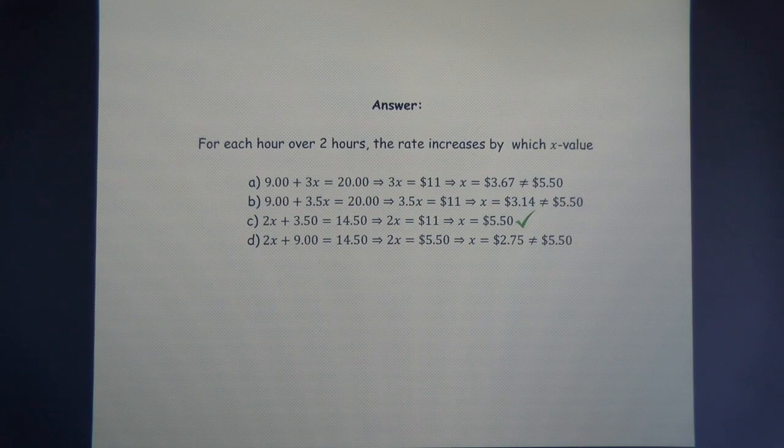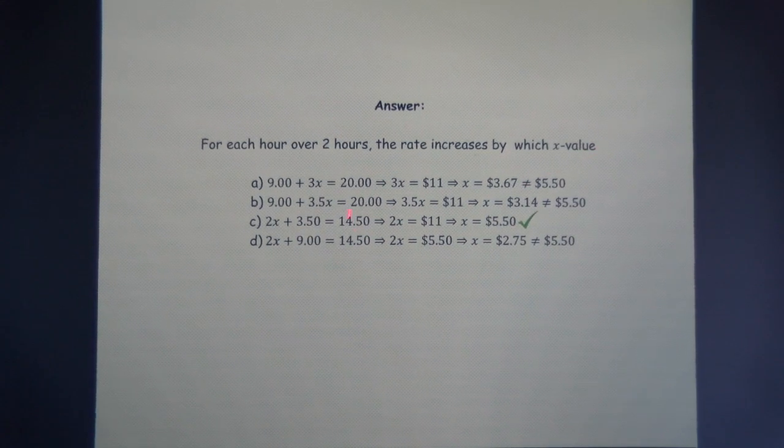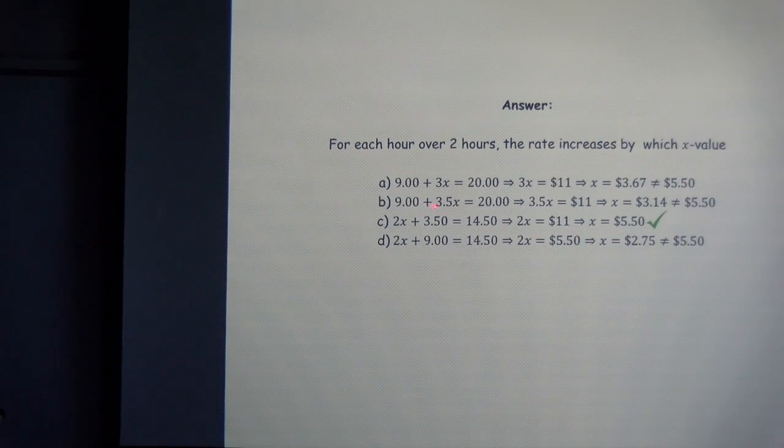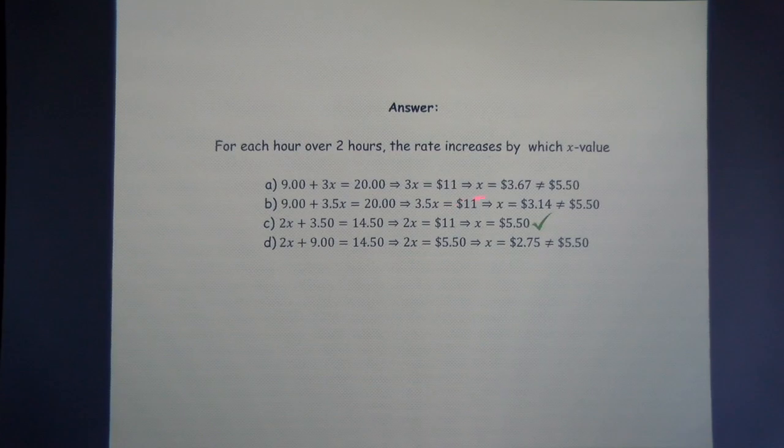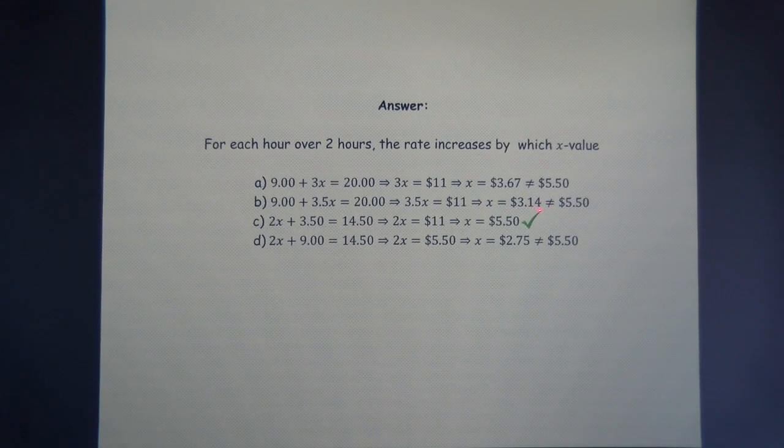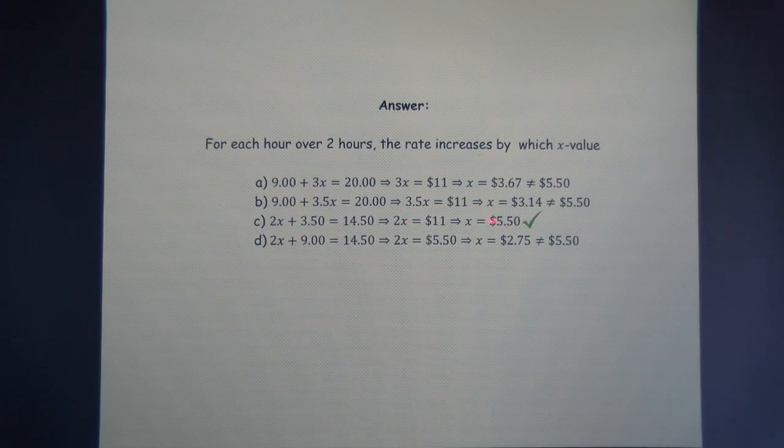So what I'm going to do now is take the choices that they gave me, and take the first equation. I'm going to solve for x because that's the hourly overlay rate. And here I get x equal to 367, but you told me that the increase or the hourly charge was $5.50. So that one's out. B, solve for x. The x value here is $3.14. Doesn't match with what I need. C, when I work this out, yes, I get the $5.50 rate per hour. That's the one I'm looking for.